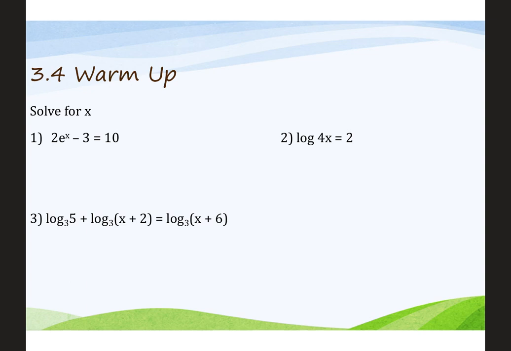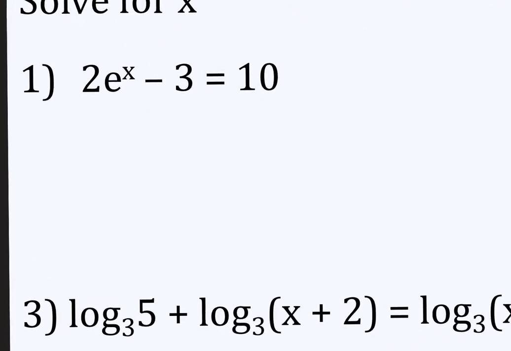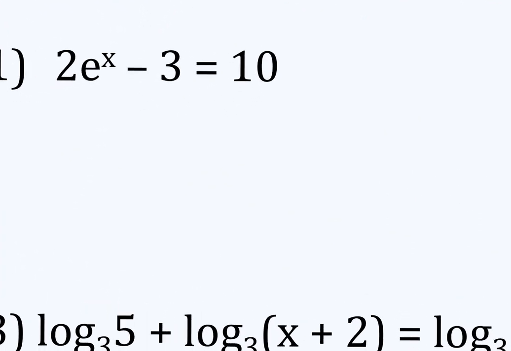All right, so 3, 4 was your equations. Remember, they're either going to be exponential or they're going to be log. If I look at number 1, this is my exponential one. There were 2 types of exponential: can I get the bases to be the same or not, which is this case? When that's the case, we're going to isolate the exponential term, and then we're going to ln both sides.